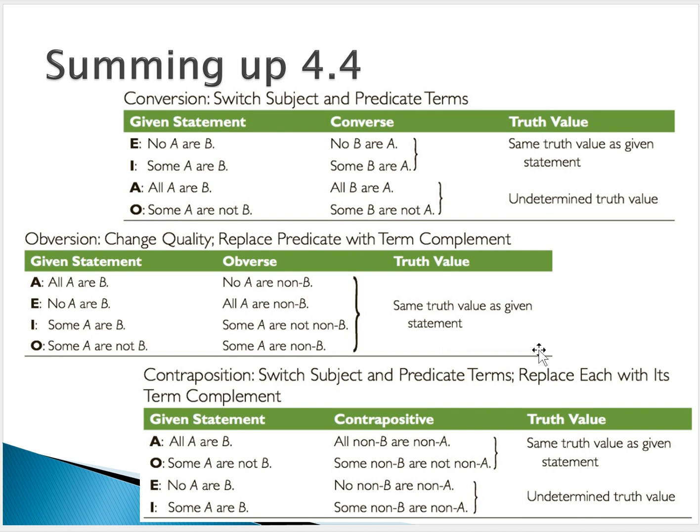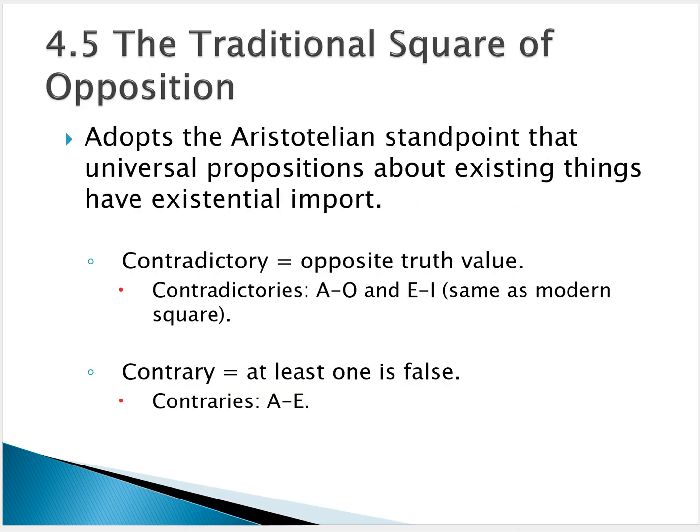In your book, they actually have these three little charts that I like, one for each. So if there's any way that you could memorize this, or put it in your notes, whatever you want to do, that will help you remember. In section 4.5, we talk about the traditional square of opposition.